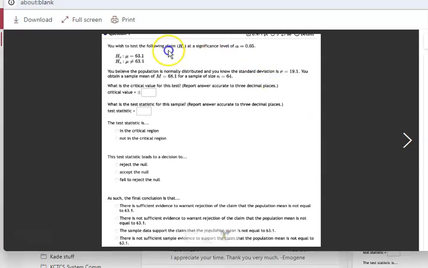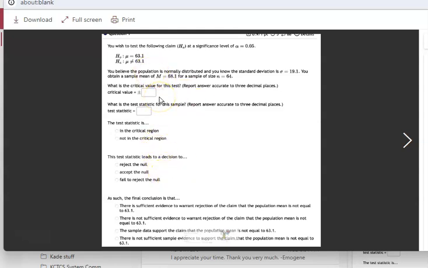All right, so we've got this hypothesis test, and we're told that alpha is 0.05. Our null hypothesis is that the mean is 63.1, and our alternate is that the mean is not equal to 63.1. Now this alternate tells us this is a two-tailed test because we have a not equal to sign here. All right, so let's proceed with all the steps we need to go through.